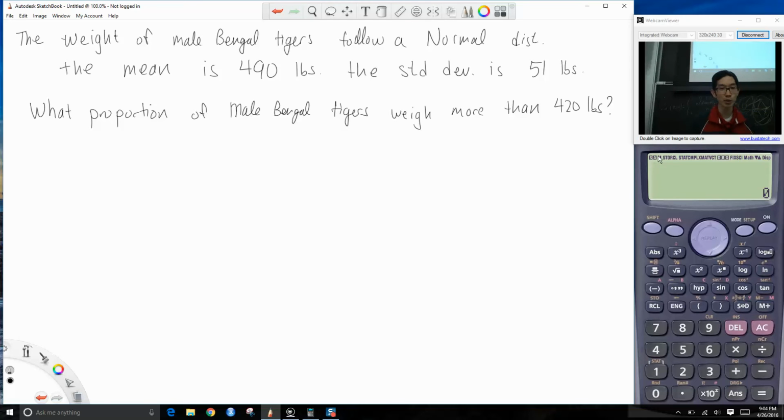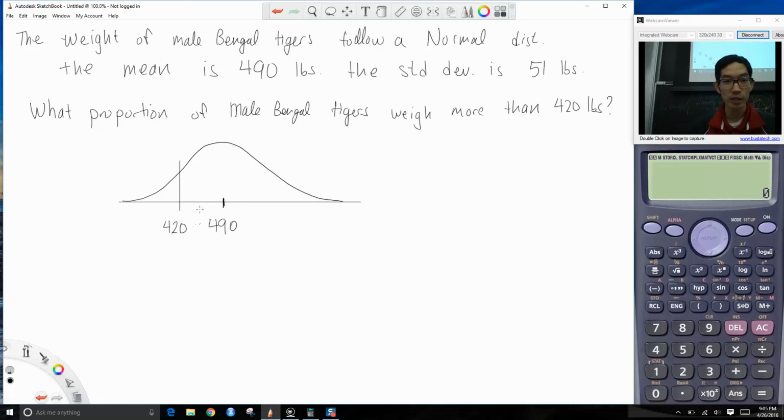Okay, so what proportion of male Bengal tigers weigh more than 420 pounds? Okay, so I always think it's helpful to draw a little picture. And I'll let you guys do the work here. So what number should go in the middle? 490. Where am I drawing my cutoff? 420, which is lower than 490, right?